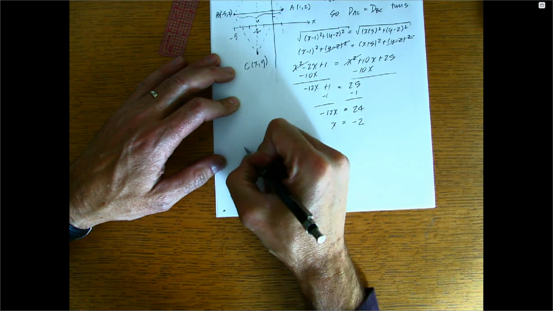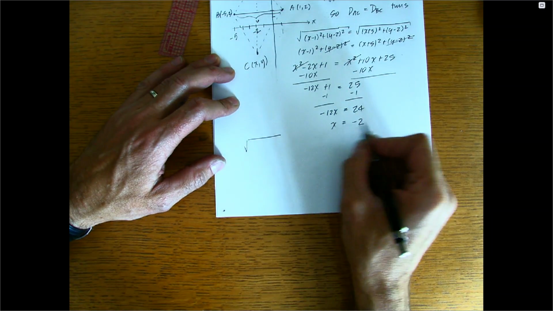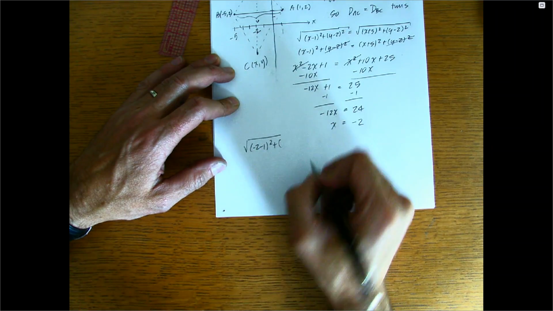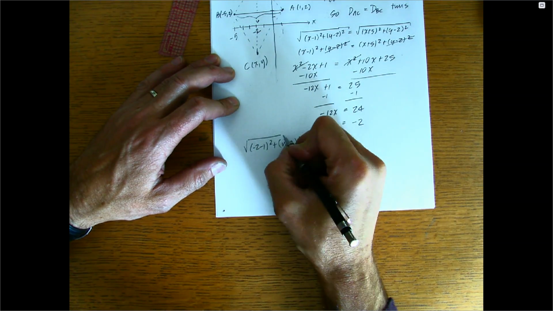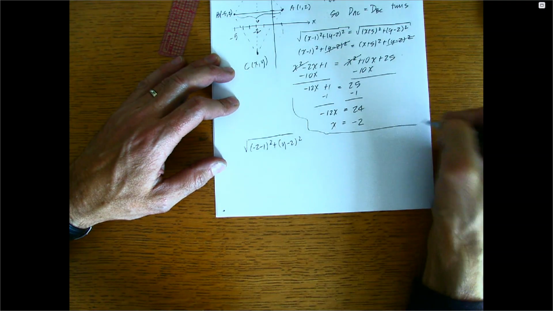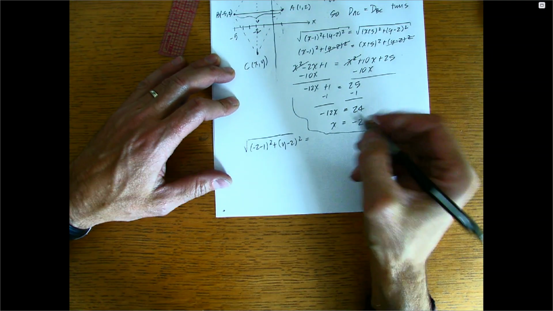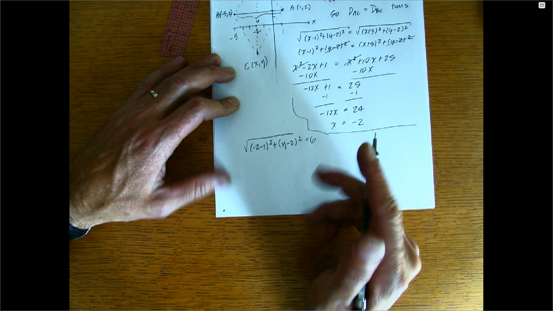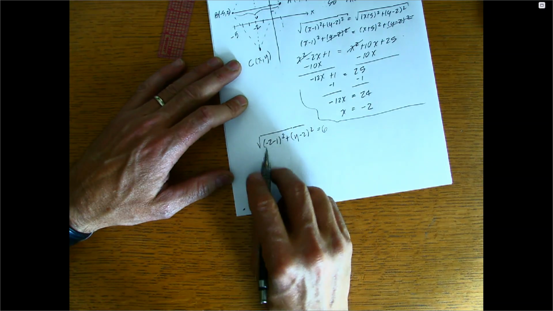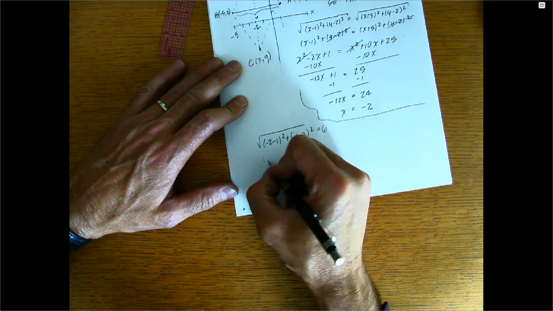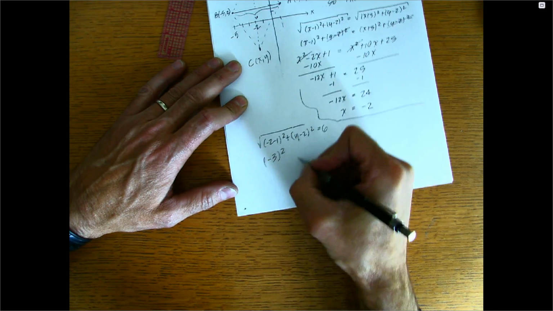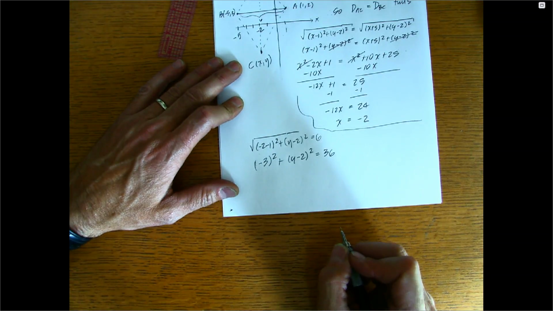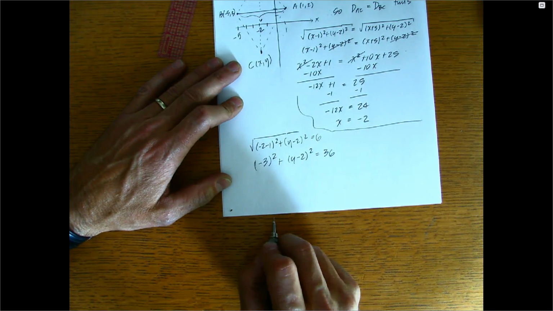So we have the square root of x minus 1, so it would be negative 2 minus 1, quantity squared, plus y minus 2, quantity squared. And that's equal to what? 6, right? Okay, we're trying to get at y, so I think we've got to undo the square root. Let's square both sides. I'm going to clean this up a little bit. Negative 2 minus 1 is a negative 3 squared, plus y minus 2 squared equals 36 now when we square both sides. Negative 3 squared will give us a 9.